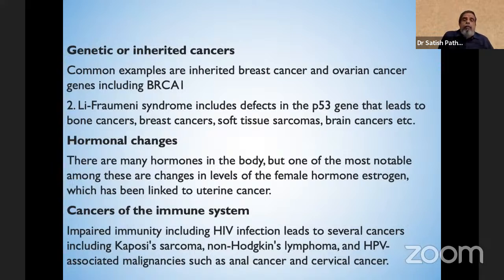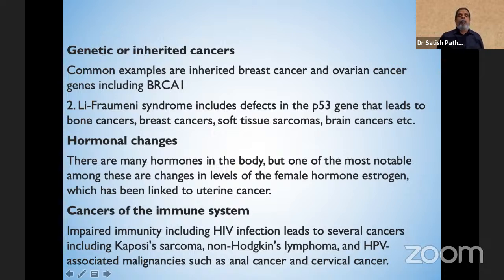Now, genetically inherited cancer. Common examples are inherited breast cancer and ovarian cancer. Now, they have got the data and found that this patient has breast cancer. Her mother was also having breast cancer. Her mother's mother also got breast cancer. So, it is inherited. But it is not 100%. In some cases it may be 5%, in some cases it may be 10%.